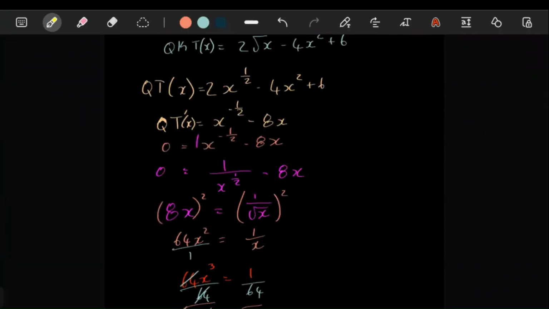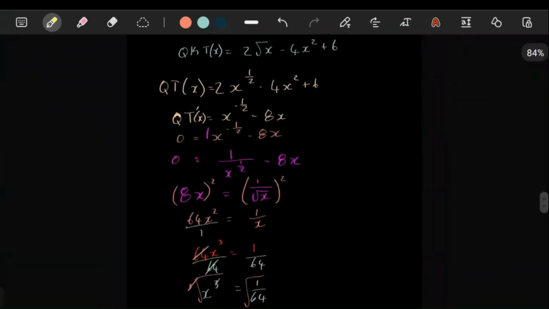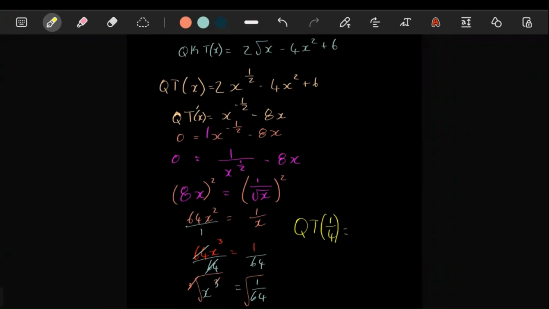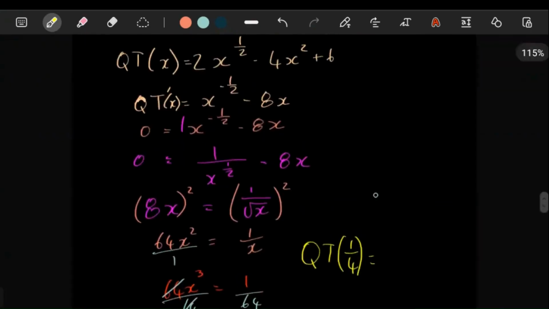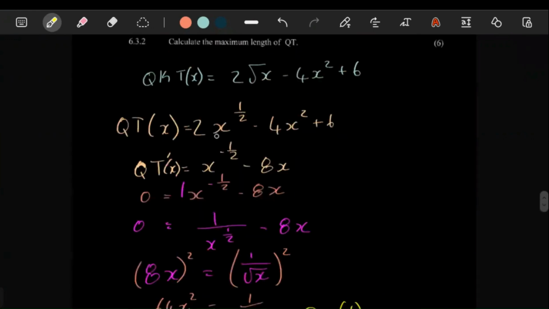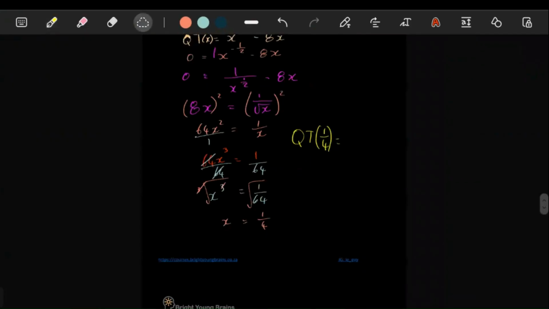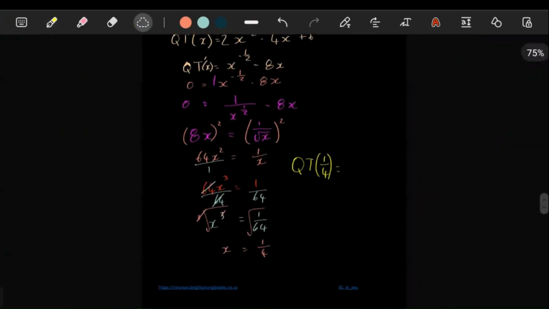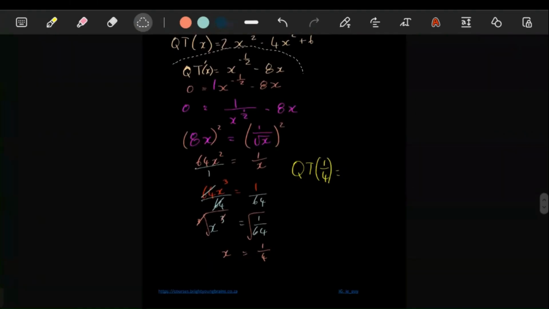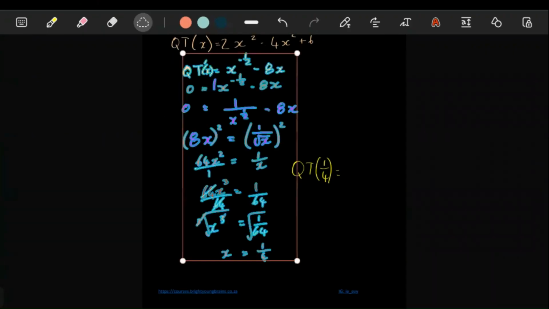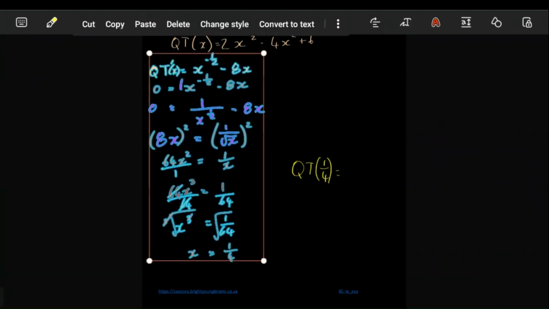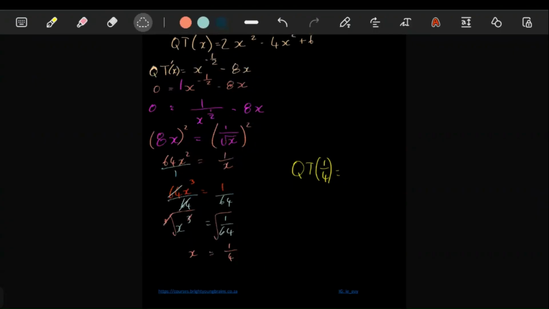To get the actual maximum length, you have to take the equation of QT, and then wherever x is, put a quarter. We can use this one or this one, it doesn't matter. So I'm going to write it somewhere down here where we have some space. Why don't I just move this? Move this, create some space, please. Please, the president wants to pass into highway.